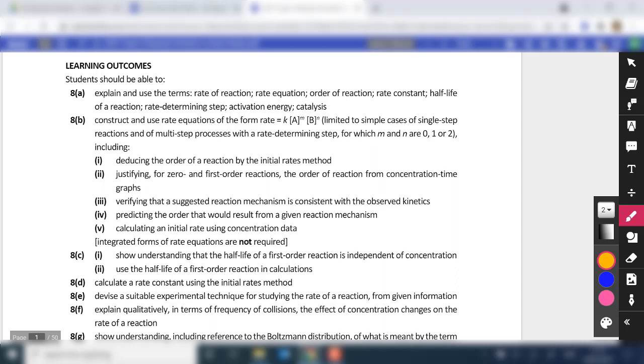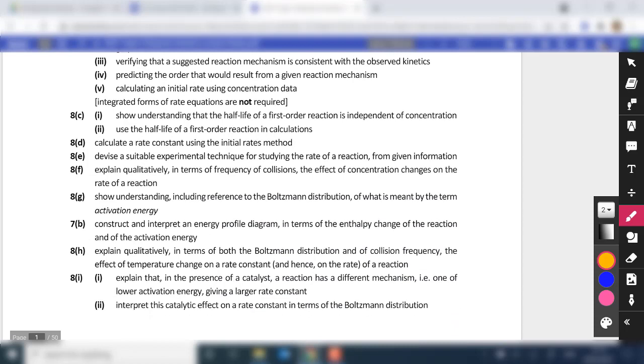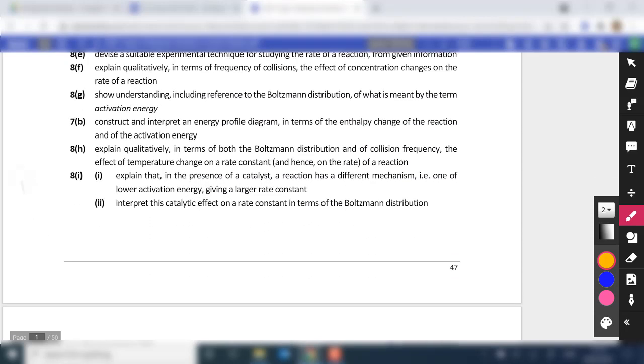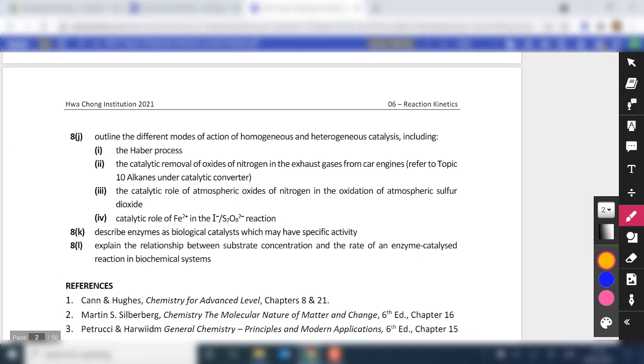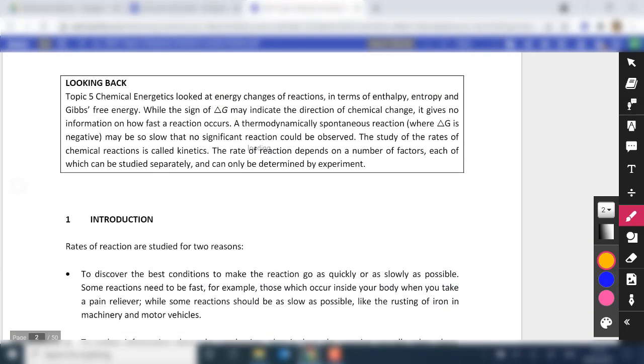In secondary school, this particular chapter is known as speeds of reaction. But over in A-levels, we're going to go into a lot more detail. For example, you're going to look at things such as rate equations, the order of reaction, etc. I will not bore you with the details. These are the learning outcomes from Cambridge, 8.8A all the way to the back. There are just a lot of objectives that you need to know, so I'll skip them for now.